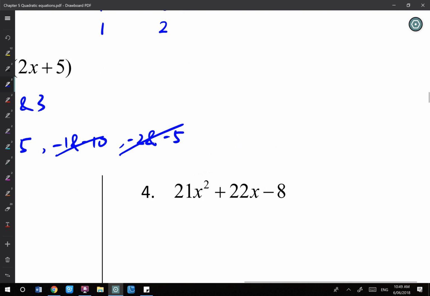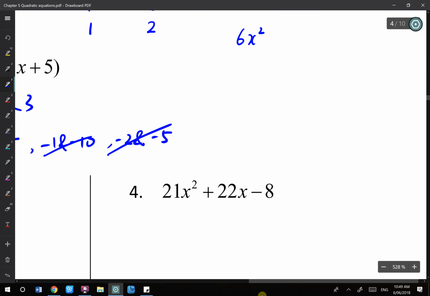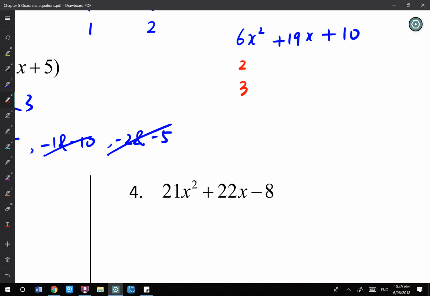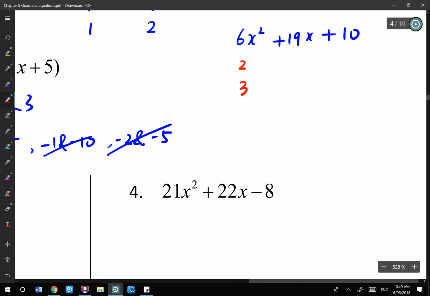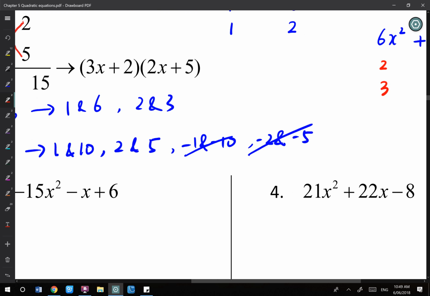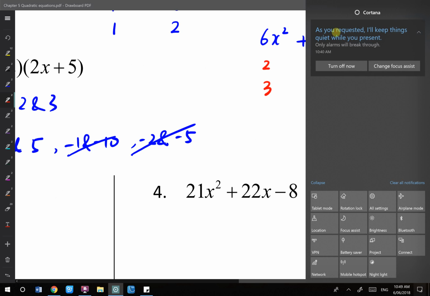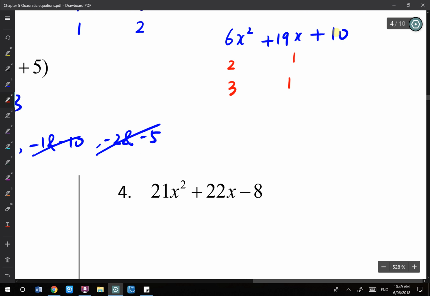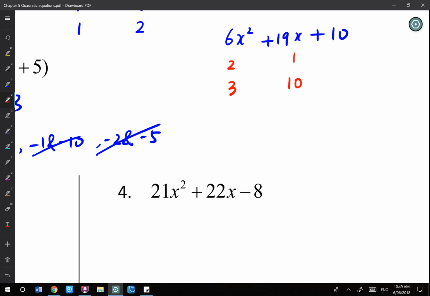So let's have a look. 6x squared plus 19x plus 10. If I take 6 as 2 and 3, normally we take the middle two factors, not the 1 and 6, there's too much difference. And then 10 can be 2 and 5, or 1 and 10. If I take 1 and 10, it's trial and error.